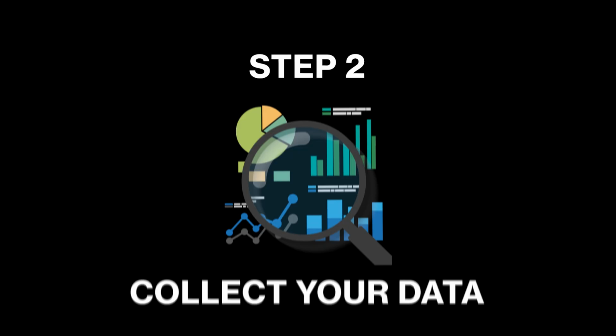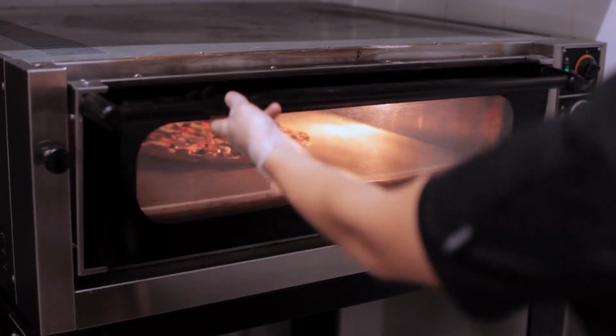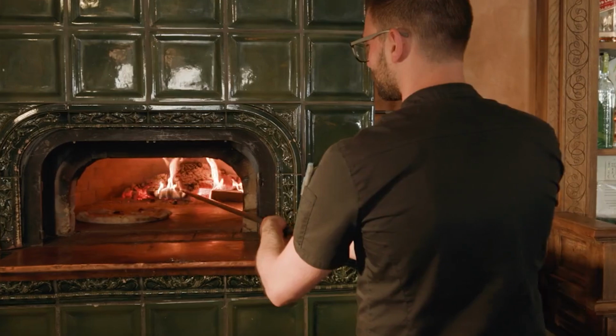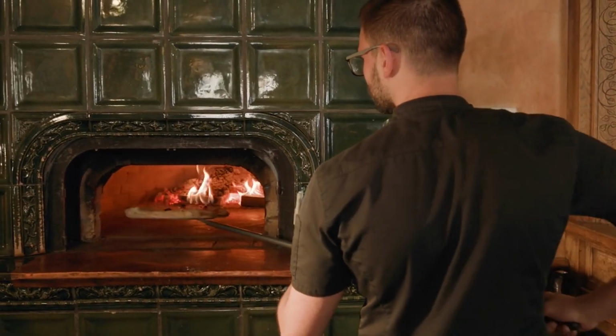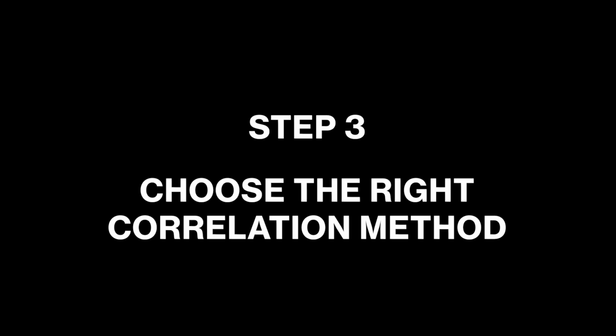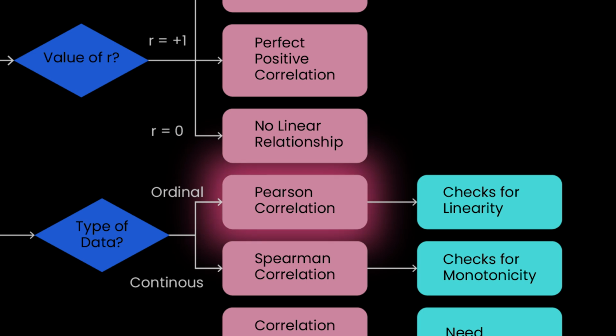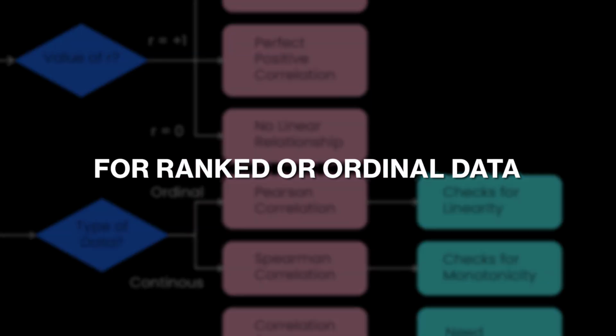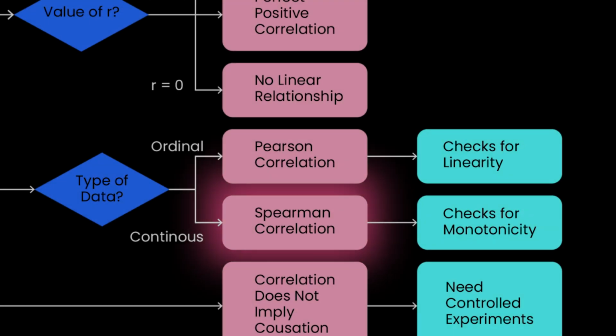Step 2, collect your data. The staff systematically tests different oven temperatures and records the exact time needed to achieve a perfect pizza crust. Step 3, choose the right correlation method. For continuous data like temperature and time, we use the Pearson correlation coefficient. For ranked or ordinal data, the Spearman coefficient works better.